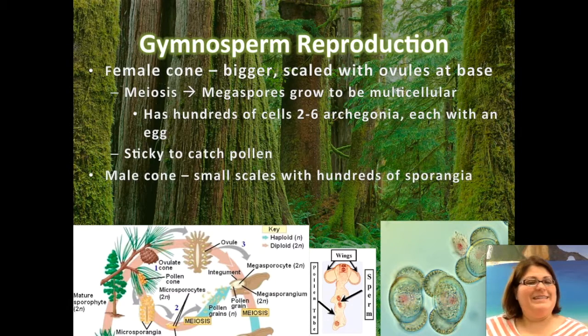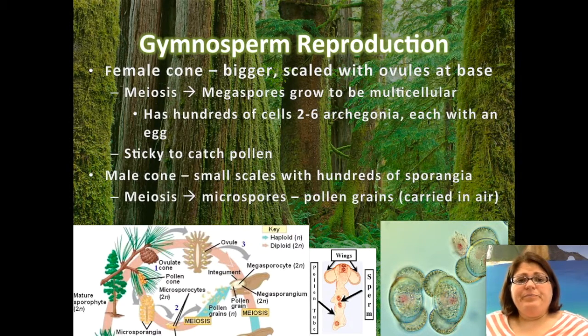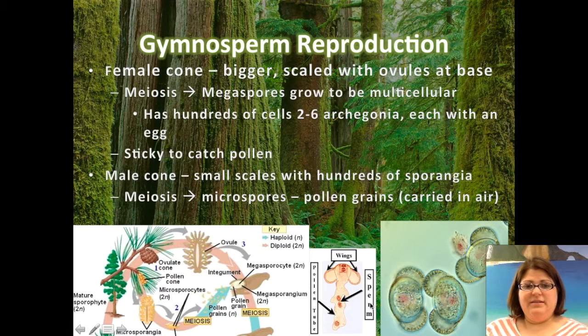The male cone is significantly smaller. In fact, it usually disintegrates after releasing the spores, and there are hundreds of sporangia on it. After meiosis, it produces microspores, which are then pollen grains. They're carried in the air. The pollen grains, because they're carried in the air, need adaptations for that, and so we see in this picture on the right is a microscope image. This is a diagram, but we see these structures here. They're kind of like wings, and they help it catch the wind so that it can pollinate other plants.